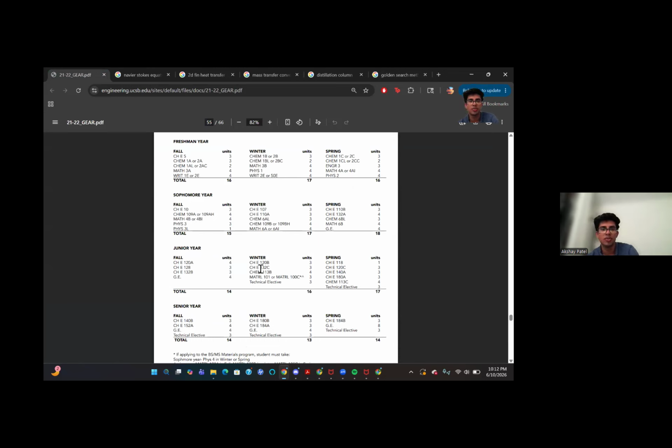And then your winter quarter of your junior year, that's when you start taking PChem. Why do you start taking PChem B and C? Because PChem A is thermodynamics, and you already took thermodynamics with Chemical Engineering 110A and B. Okay, so then your PChem B, sorry, Chem 132C, that's your statistical methods class.